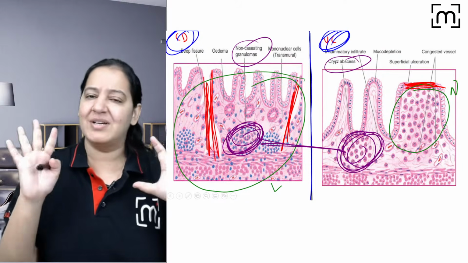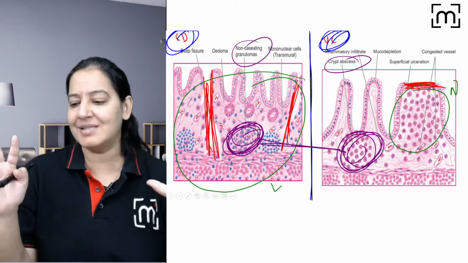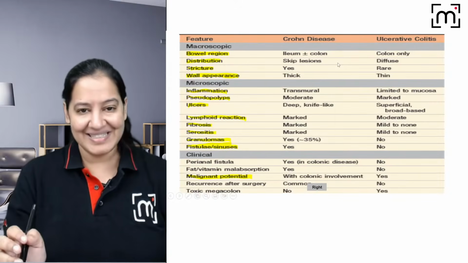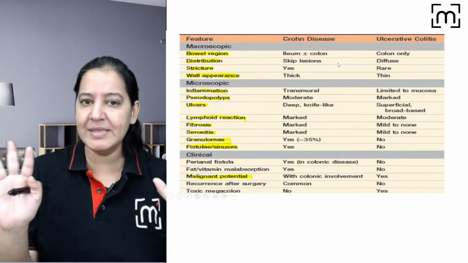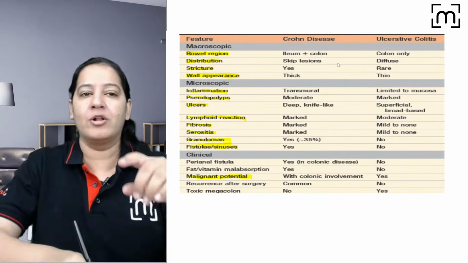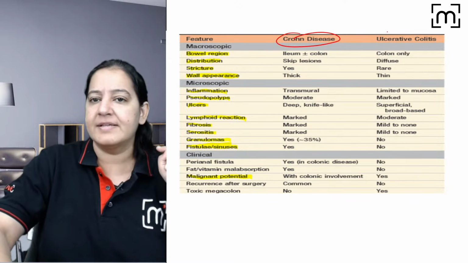So I guess these features are more important, and you can learn this, you can excel in your exam. Yes, can we do? Now the same comparative diagram from the Robbins, we will finish it up. You will tell me all the points. So this is CD, this is UC.